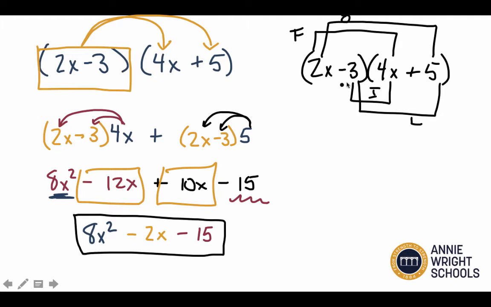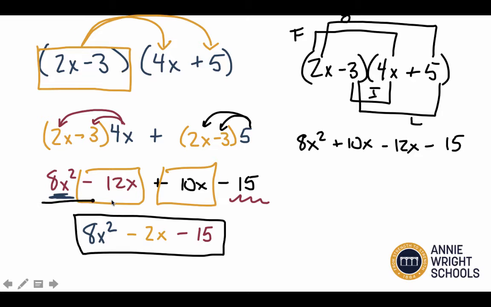Some mathematicians don't like calling this FOIL because it's really just the distributive property. It's not a process called foiling. But FOIL is a good acronym to remember how to do it. First, 2x times 4x, 8x squared. Outside, 2x times 5, 10x. Inside, negative 3 times 4x, negative 12x. And last, negative 3 times 5, negative 15.